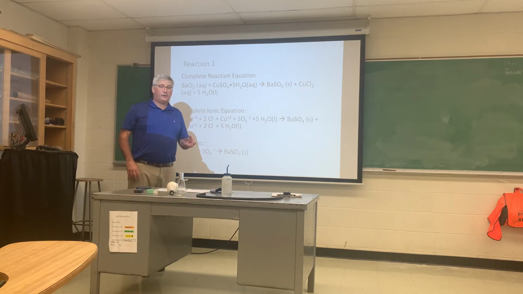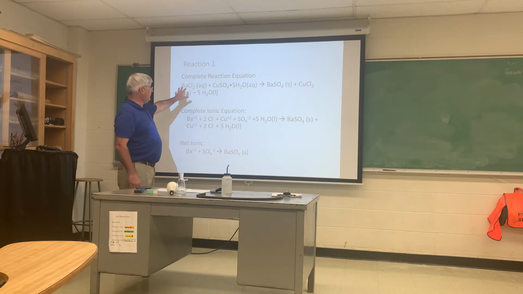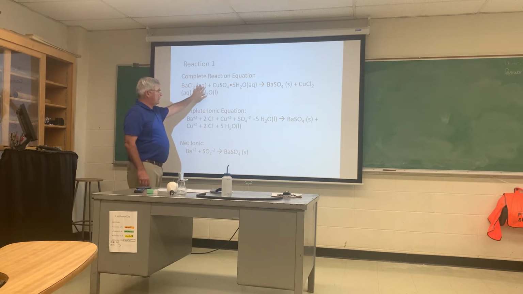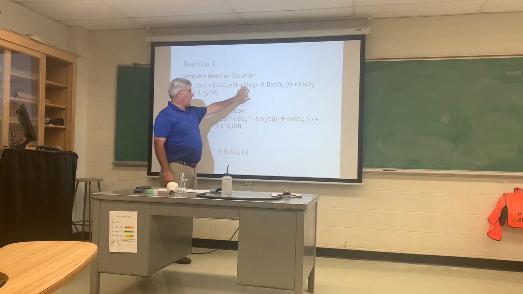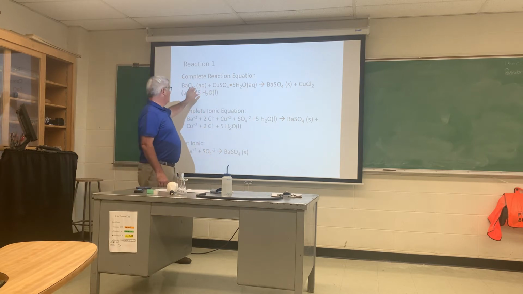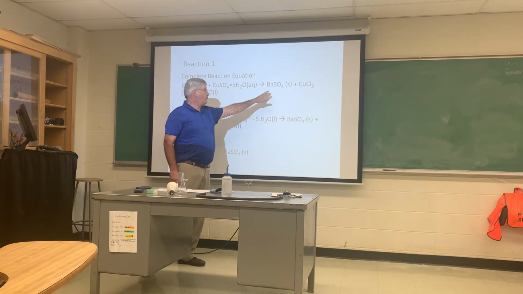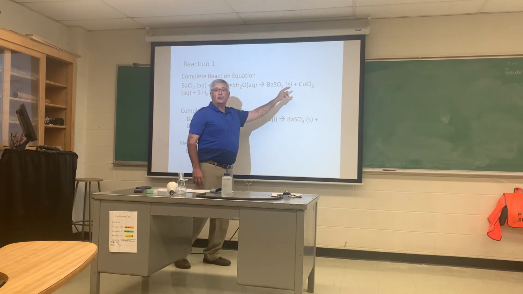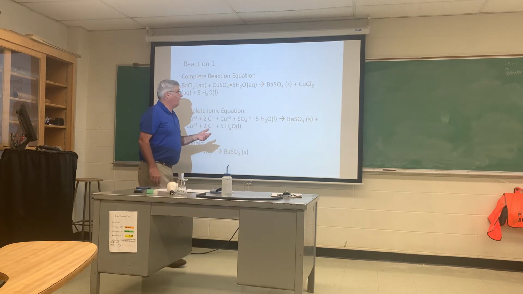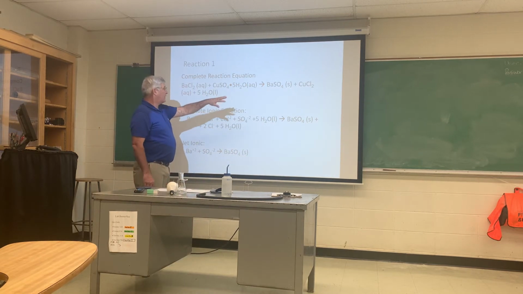So the first reaction that you're doing is an exchange type reaction. And so what we see is that we have barium chloride dissolved in solution and copper sulfate pentahydrate dissolved in solution. And when the sulfate and the barium come together, then they're insoluble. And so it precipitates out and makes a solid. This is your product that you're going to weigh. The copper chloride and 5 waters are bystanders in this process.